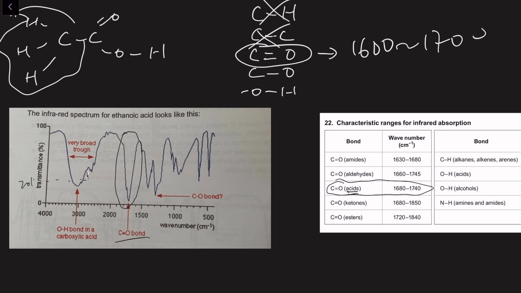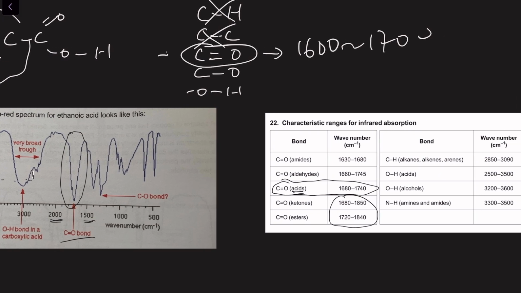So whenever you see a very big trough around the 1600 to 1700 area, then you should immediately know that you have a C=O double bond. Because if you look at other absorptions for the C=O double bond, it's all around this 1600, 1700 mark, so somewhere between the 2000 and the 1500 axis. So this is a very useful peak. The C-O single bond is not in the data book, which means it's not useful for us.